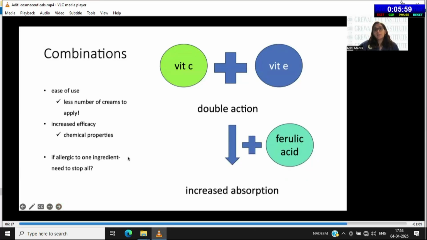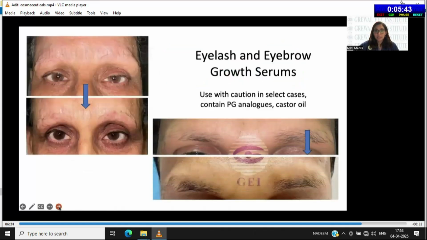A common example which I like is for periocular pigmentation, a vitamin C with an E cream, which has a double action when combined. And if you add to it ferulic acid, it leads to increased absorption in the periocular region with dramatic improvement in the appearance of dark circles.